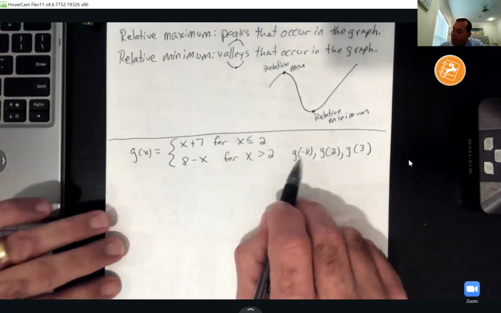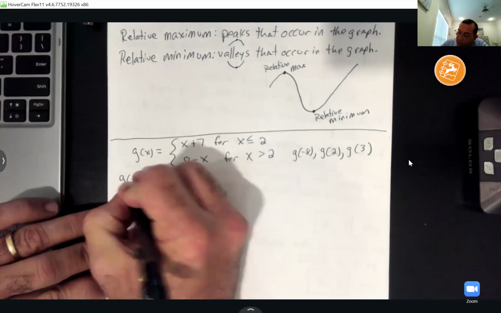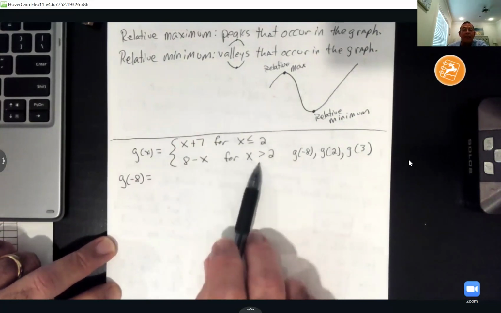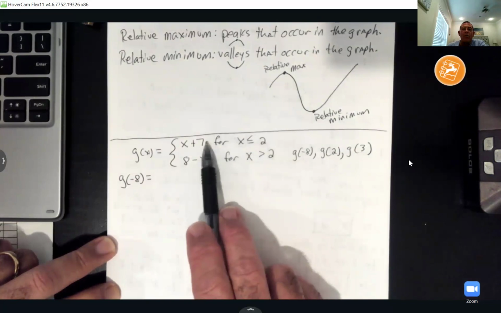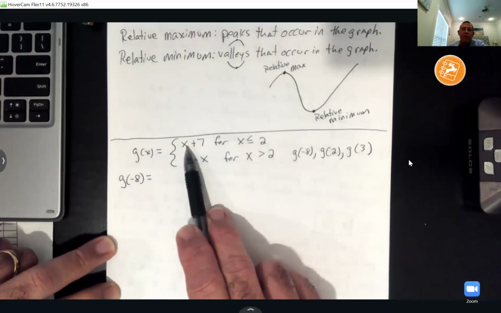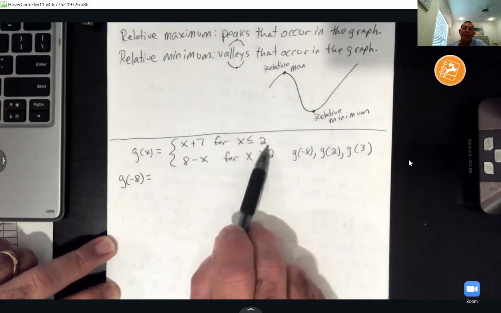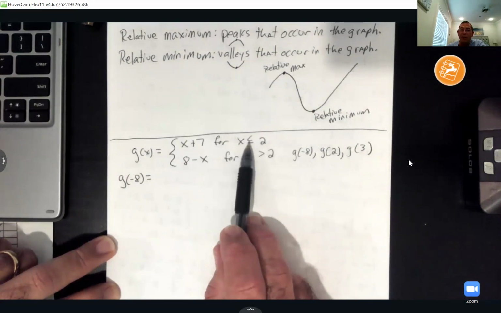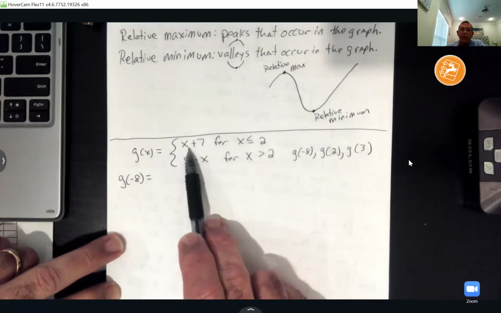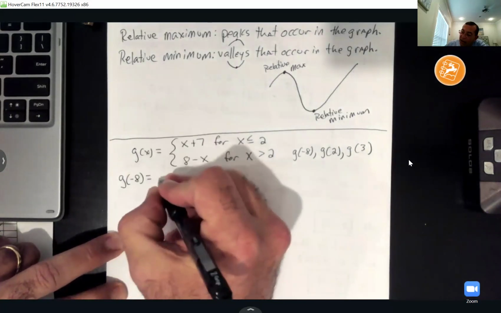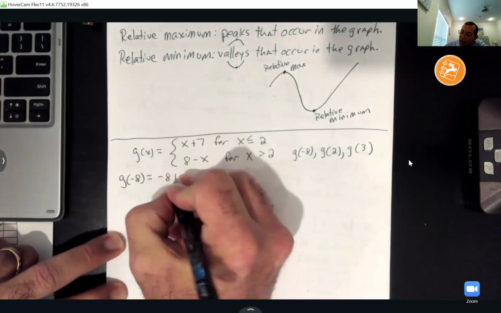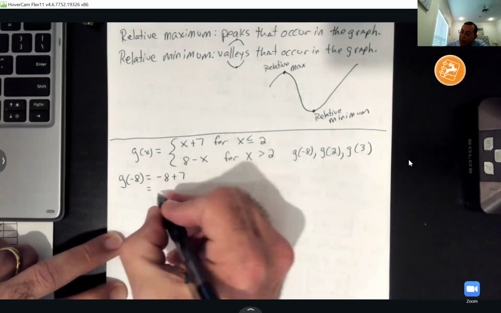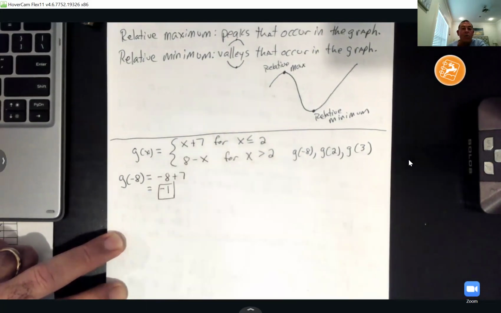So let's start with G of negative 8. First of all, I got to figure out which domain that negative 8 fits in. Once I know the domain, I'll know which equation to plug my negative 8 into. So negative 8 is either going to be less than or equal to 2, or it's going to be greater than 2. Well, it's definitely less than 2, so we would use the first equation, and in place of the x, we put our negative 8. So we get -8 plus 7. And then we work that out. So -8 and 7 gives me a -1.